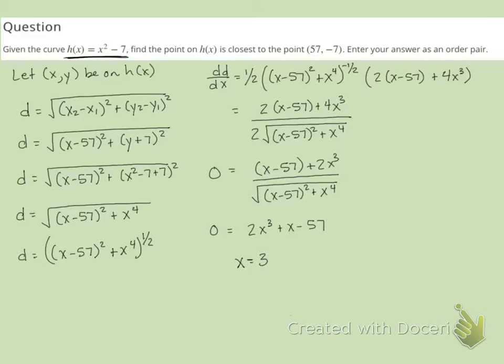That's my x coordinate. This says to give your answer as an ordered pair. So I'm going to find the y by putting in 3 into the function, which is 3 squared minus 7, which is 2. So my ordered pair will be 3, 2.